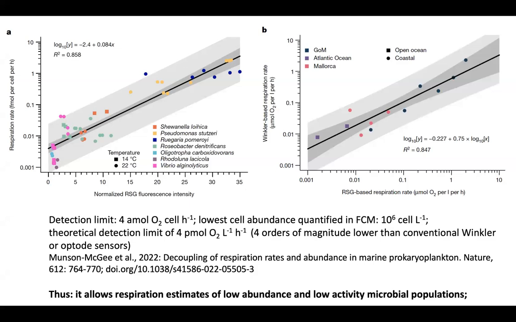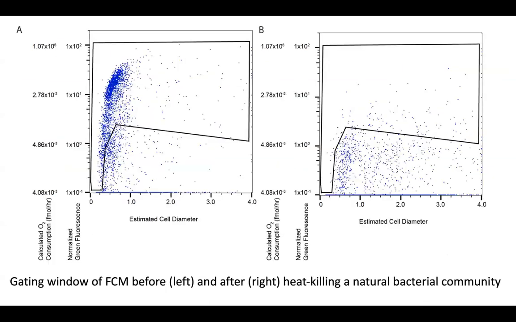And the lowest cell abundance we quantified is 10 to the 6 cells per liter, which means 10 to the third per milliliter. So this gives a theoretical detection limit of around 4 picomole oxygen per liter per hour, which is much more sensitive than, for example, conventional Winkler or optode sensors. So basically, this allows respiration estimates on quite low abundance populations, and also fairly low activity on a cellular basis.